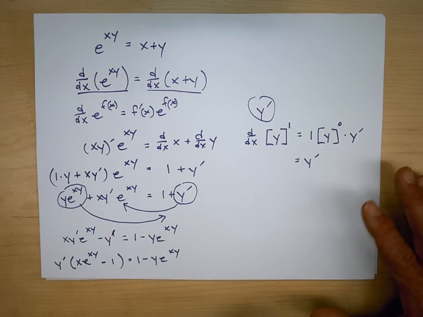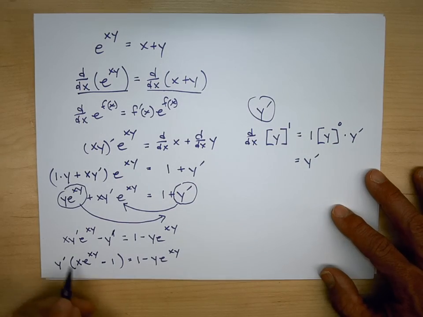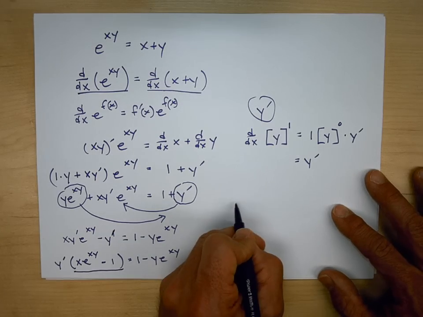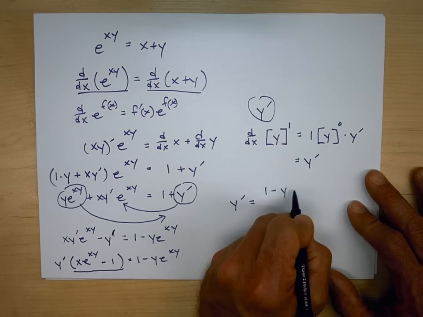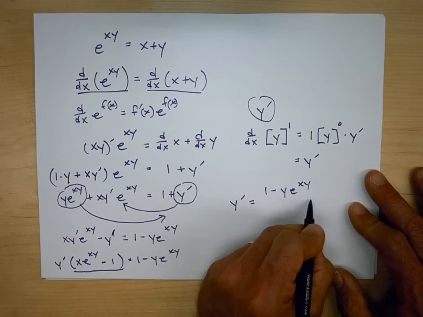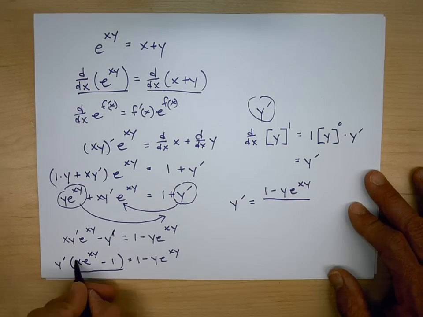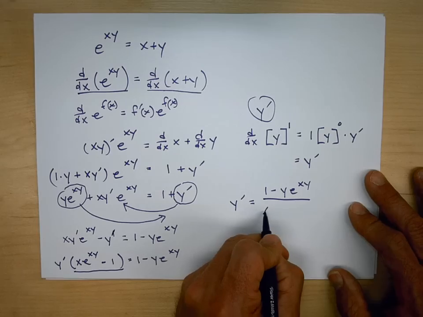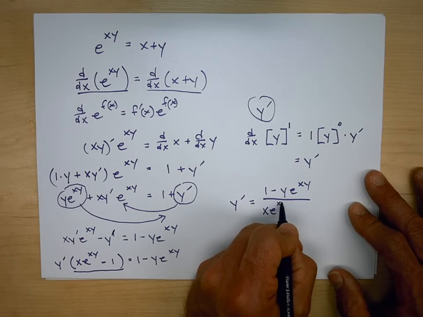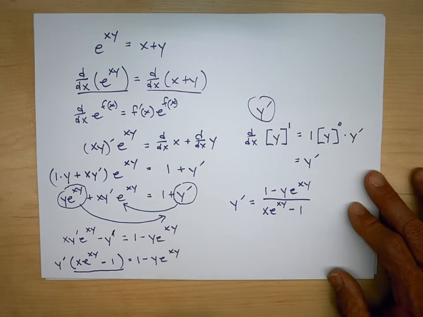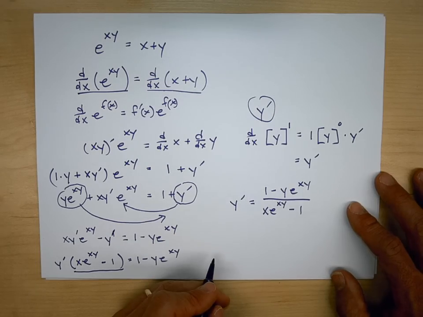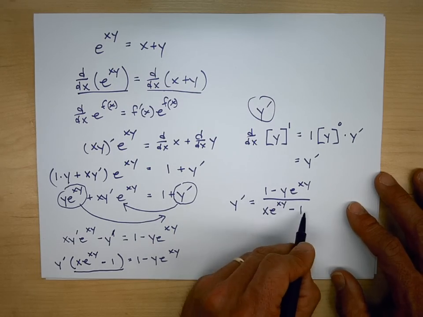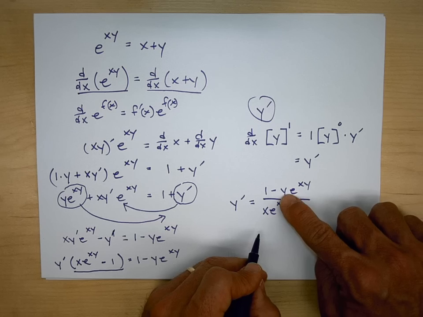So it's getting a little messy, but don't worry about that. I'm almost there. Now I just need to divide by this on both sides to solve for y prime. So y prime would equal 1 minus y e to the xy over, and now remember I'm dividing by this, so over x e to the xy minus 1. And notice we expect a little bit of symmetry to be going on here, right? Because this looks like this, except they're switched, and I have a y instead of an x.